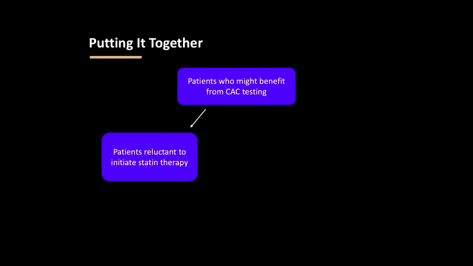So I think we step back and we put it all together. This is my algorithm to follow for checking coronary artery calcium score and management. I break it down into 2 basic groups of patients who may benefit from coronary artery calcium testing. I think really patients who are reluctant to initiate statins for whatever reason. Maybe they want to know their risk a little bit more or have a better idea what their risk is, or they may not tolerate a statin. I think this is a reasonable group to check a coronary artery calcium score.